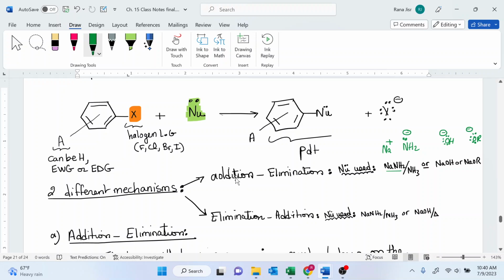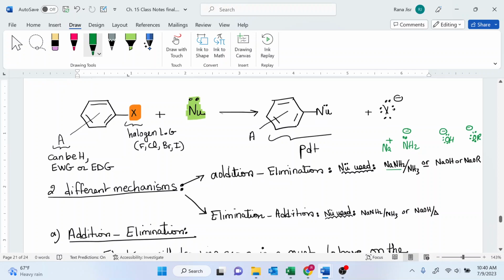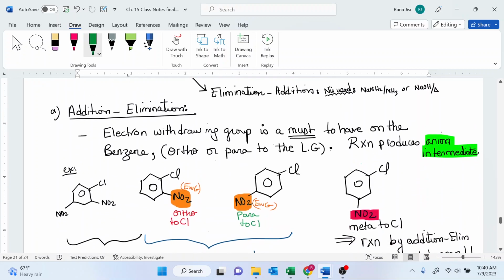You start by addition, you do elimination, or you start by elimination and do addition. So you need a nucleophile for the addition, and you need a base for the elimination. And these act as both nucleophiles and bases. They are good nucleophiles and good bases. So let's start with the addition-elimination reaction.